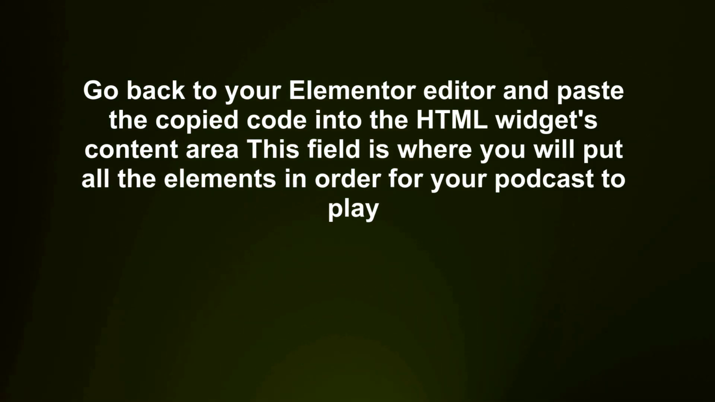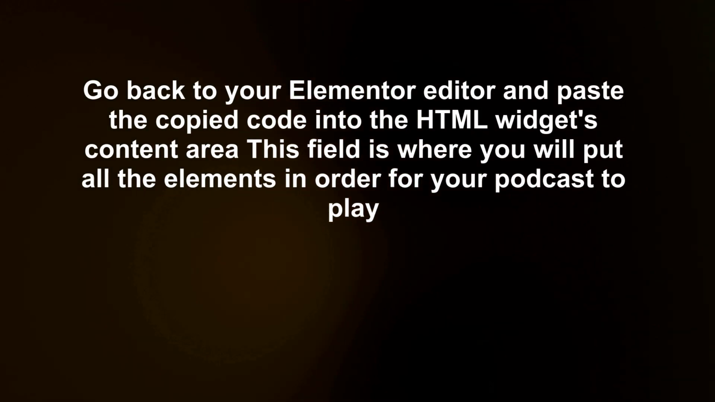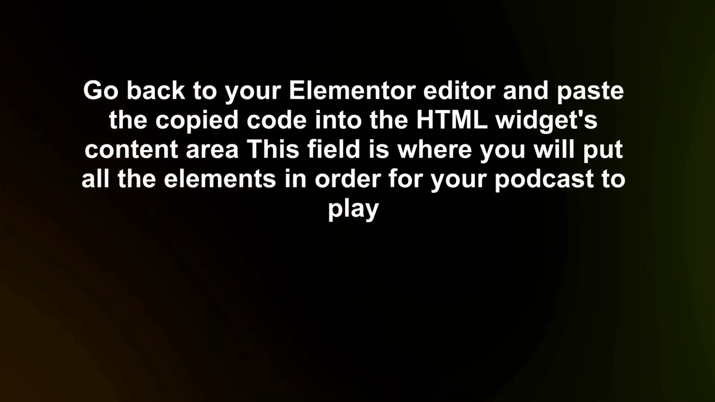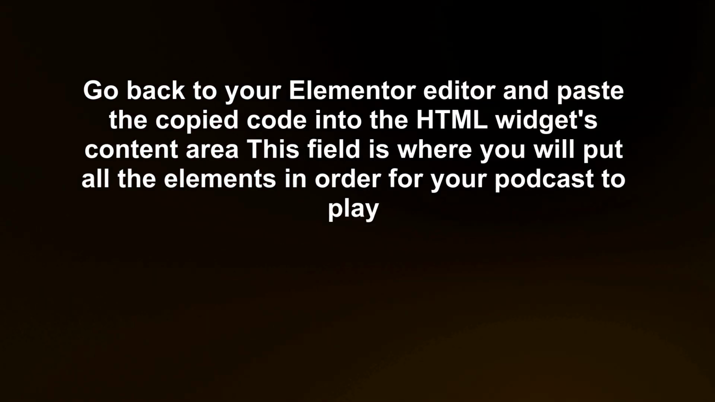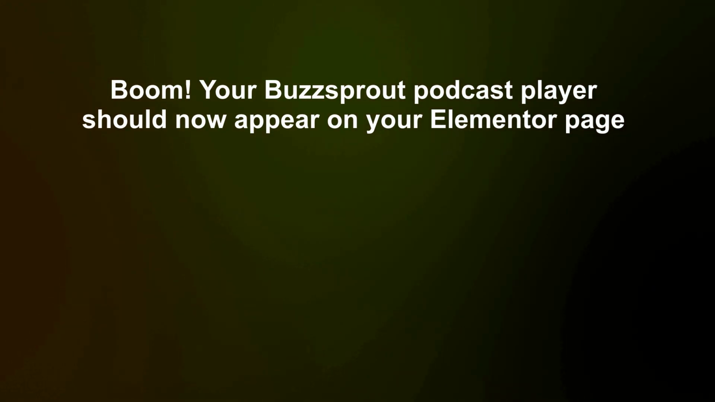Go back to your Elementor editor and paste the copied code into the HTML widget's content area. This field is where you will put all the elements in order for your podcast to play. Boom! Your Buzzsprout podcast player should now appear on your Elementor page.